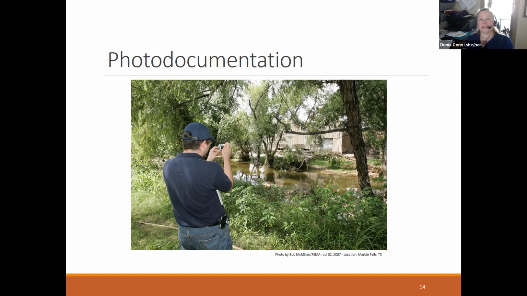And you're going to want to take photographs close up, but you also want to get that big picture. So in the image on the slide here, we see somebody from FEMA taking a picture from across the river that flooded, of the building that was damaged during the flood. And so we want to see the big picture along with the smaller details.